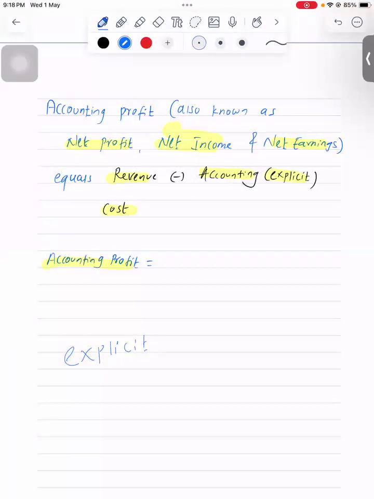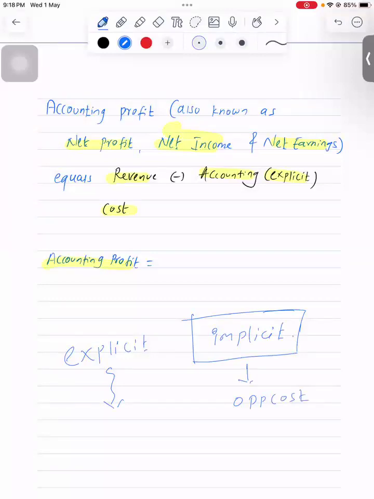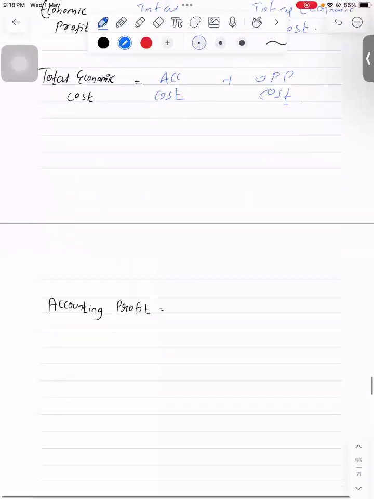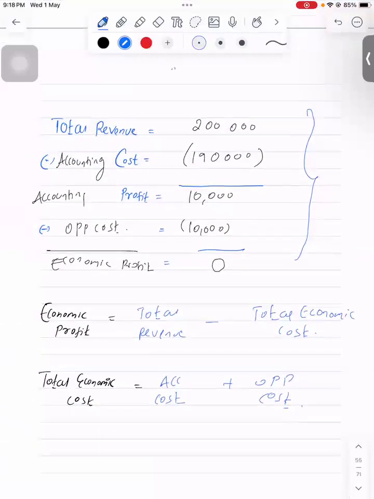Explicit means which is directly given to you. And the opposite of explicit is implicit. Implicit means directly not given to us; we need to do the adjustment, like opportunity cost. Opportunity cost is an implicit cost. We are doing this adjustment of opportunity cost from accounting profit. So this opportunity cost is implicit and accounting cost is explicit.